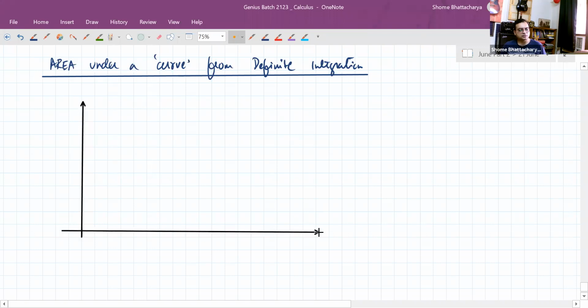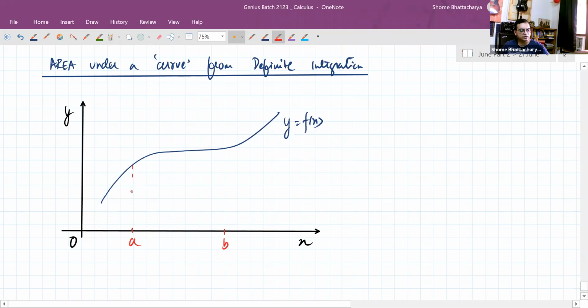has a graph like this, let's say this is the graph of y equal to f(x), and this is the point x equal to a, and let's say this is the point x equal to b, then the area enclosed by the graph between the points x equal to a and x equal to b, which means basically this shaded area, is nothing but the definite integration.